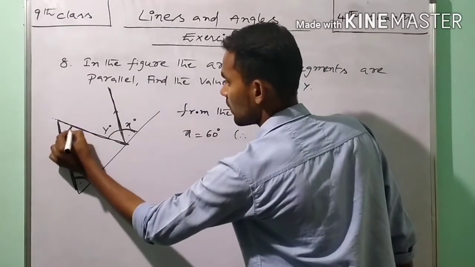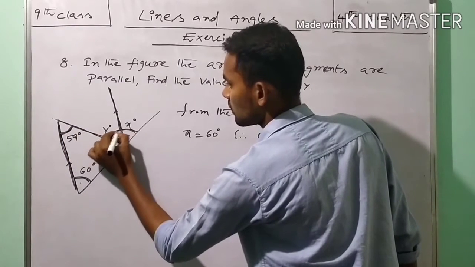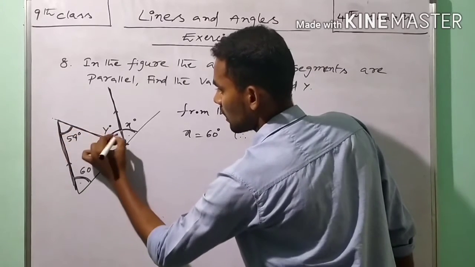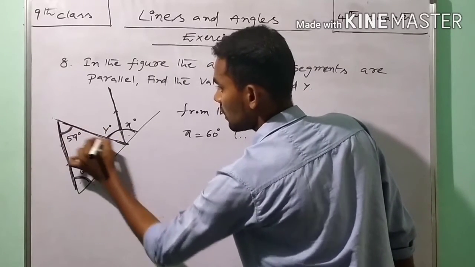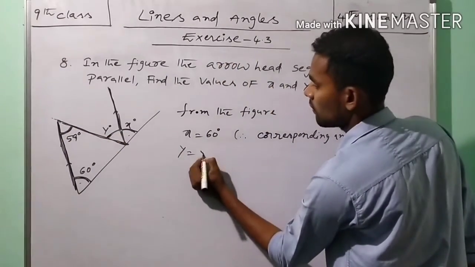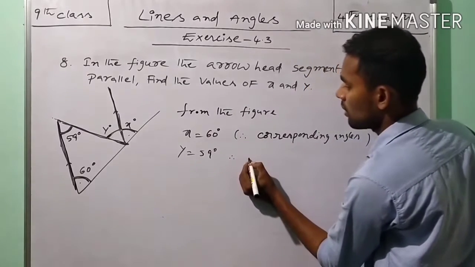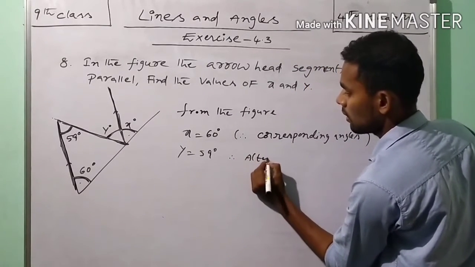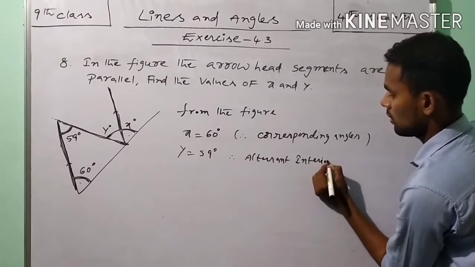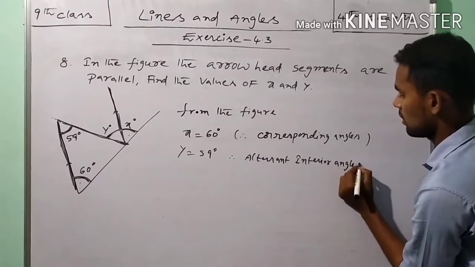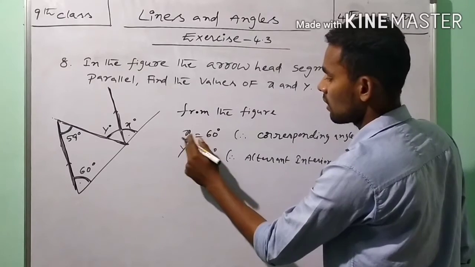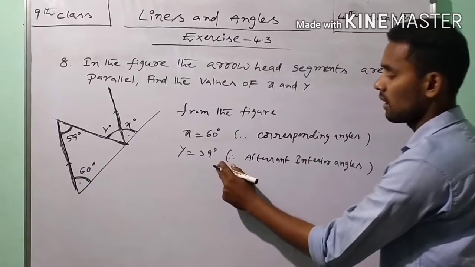This angle is 59 degrees. This angle is y. Alternate interior angles are equal. y equals 59 degrees. Therefore, alternate interior angles are equal. The values are x equals 60 degrees, y equals 59 degrees.